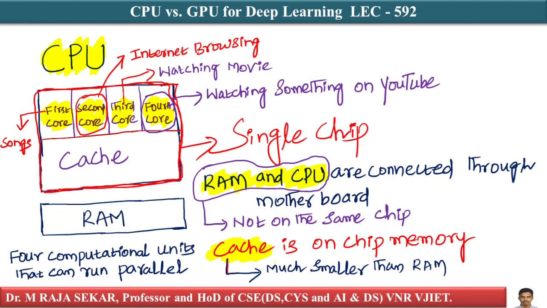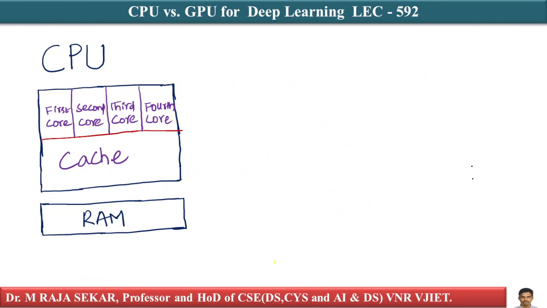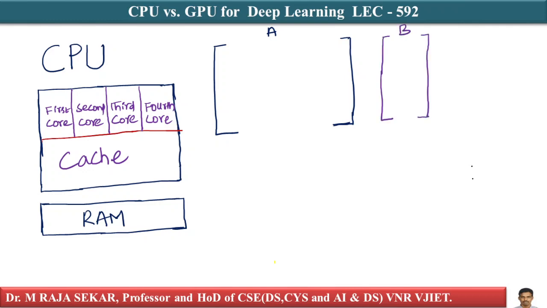Core 1, core 2, core 3, core 4 can easily access cache memory. Suppose I am trying to do this operation. Let's say I have matrix A, and I am trying to multiply it with vector B. This is matrix A and this is vector B.